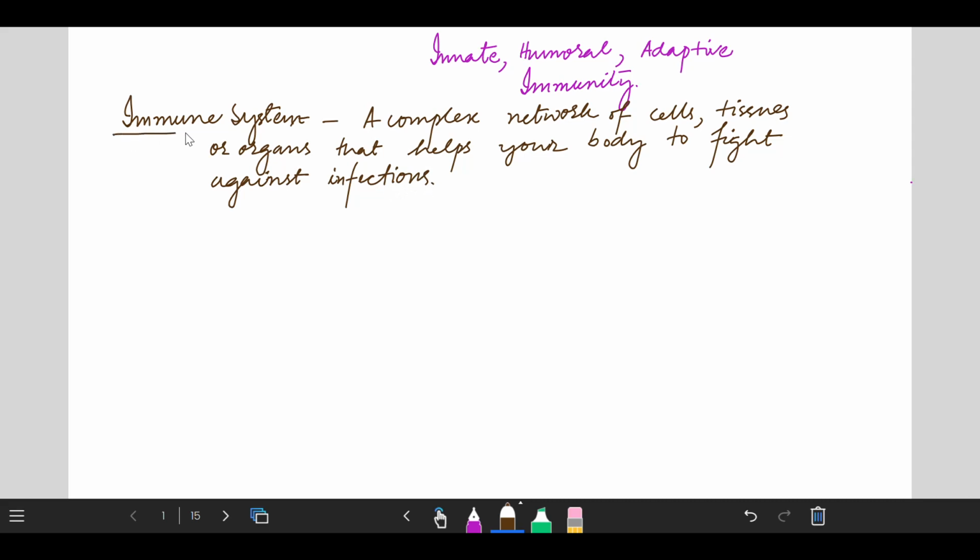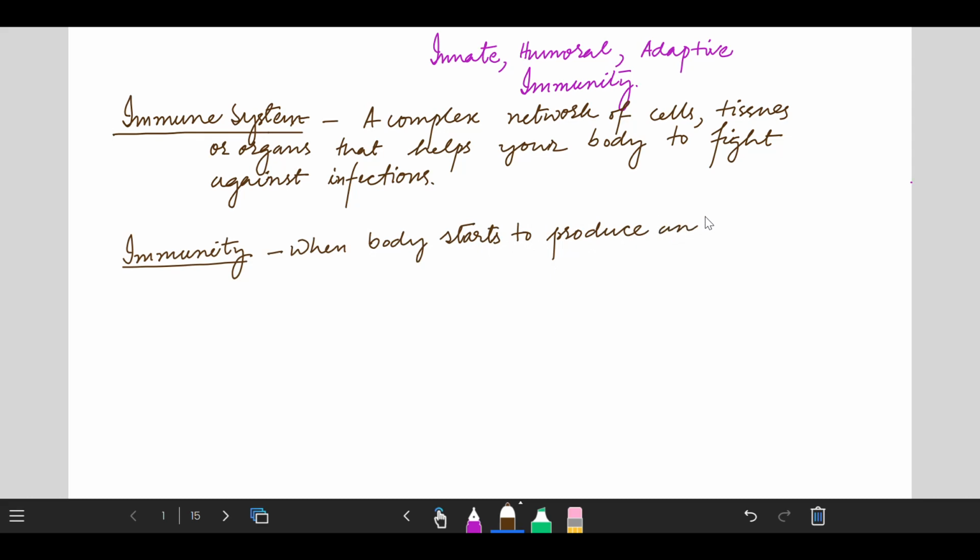Now, what do you understand by immunity? So, immunity is the process when your body starts to produce antibody against the antigen. It's called as immunity. So, immunity means when body starts to produce antibody against antigen or specific antigen. Okay.